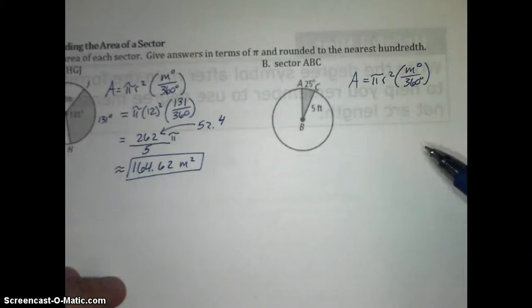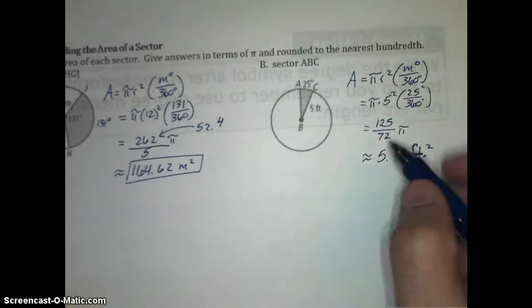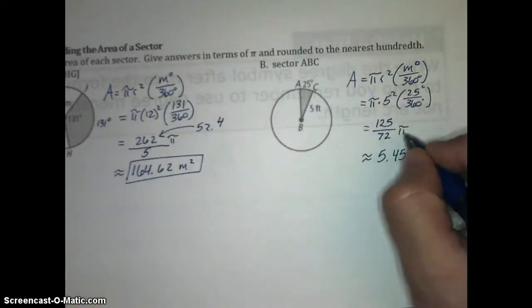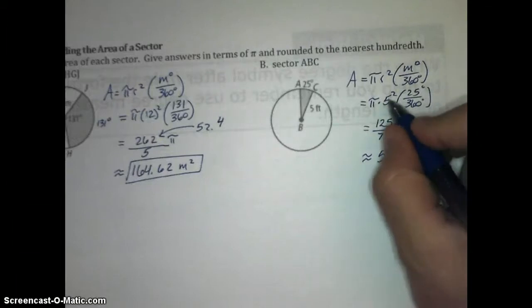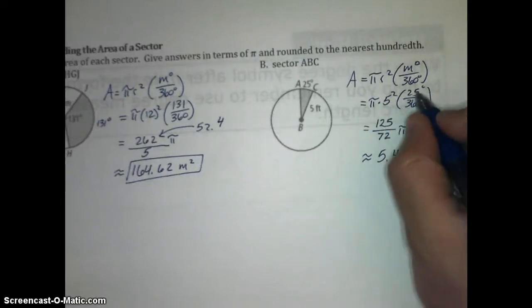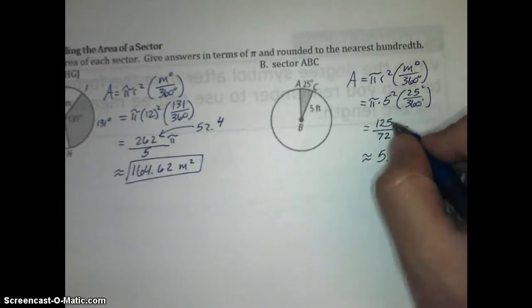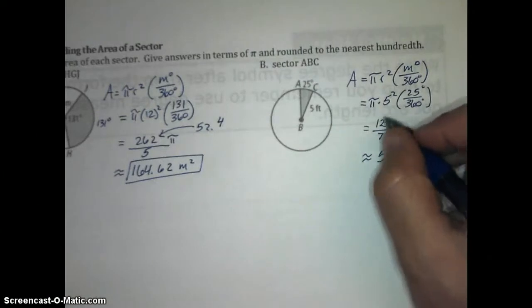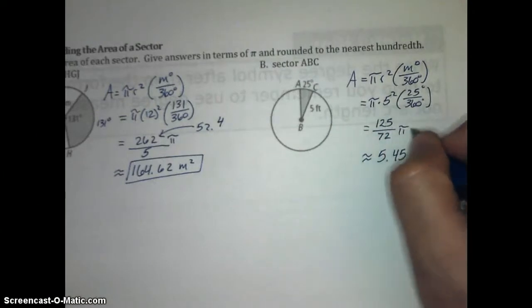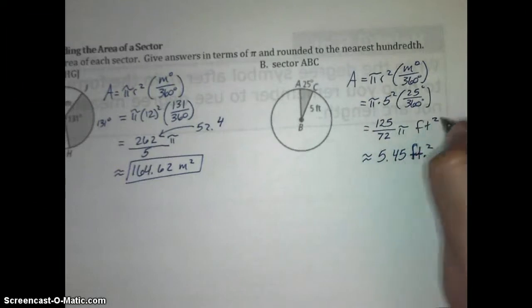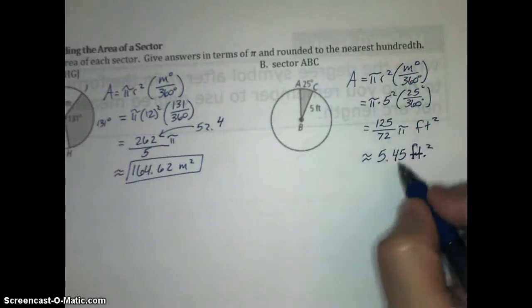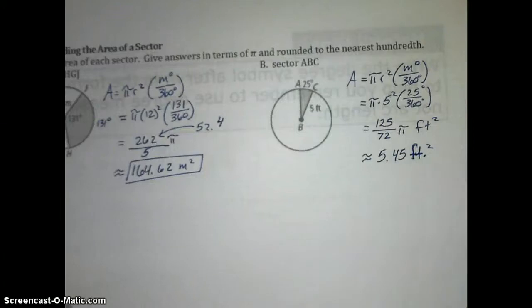Alright, this is what we should get. We should get 125 over 72 pi, and here's how we get that. If I do 5 squared times 25 and divide by 360, that fraction reduces to 125 over 72. Before you divide by 360, you want to try and reduce the fraction to write it in terms of pi. But then when we multiply by pi, we get about 5.45 square feet.